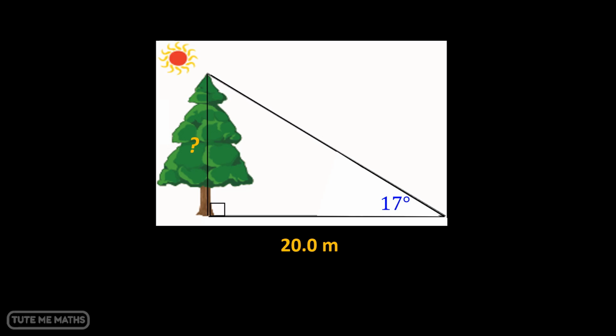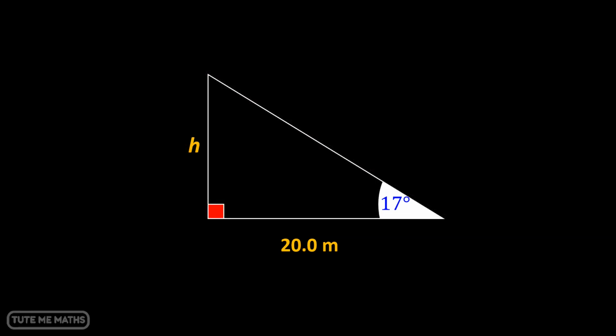Now, unless the tree is leaning over or on a hill, we can assume it's a right angle here. So we can represent this situation with a simple right-angled triangle. If you'd like to try this yourself, pause the video now.